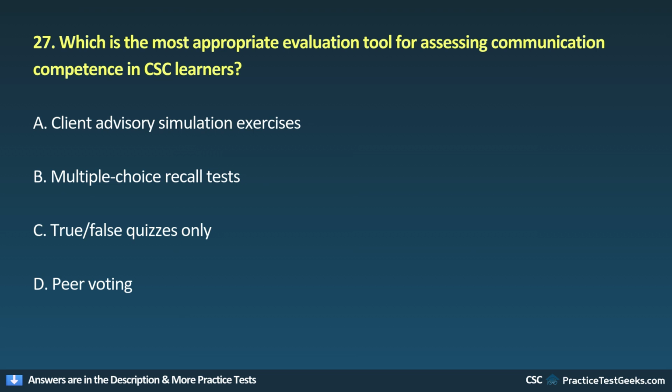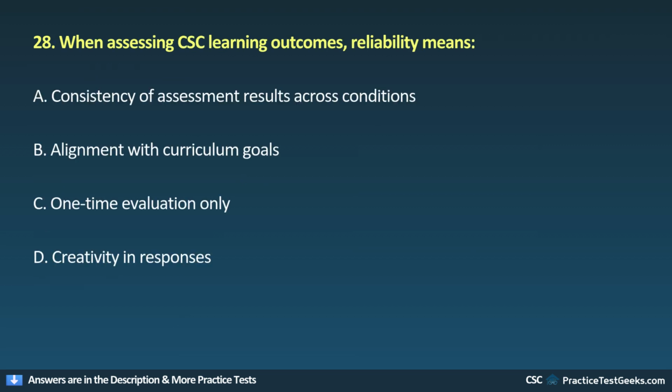27. Which is the most appropriate evaluation tool for assessing communication competence in CSC learners? A. Client advisory simulation exercises. B. Multiple choice recall tests. C. True-false quizzes only. D. Peer voting.